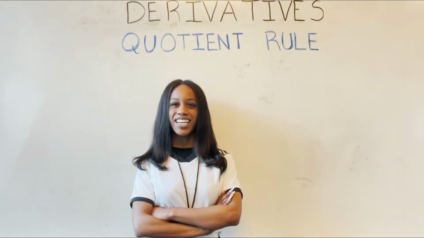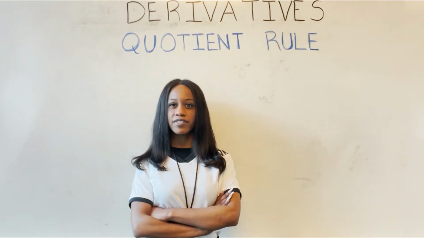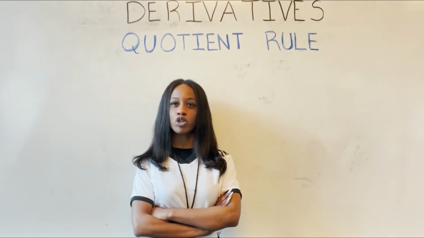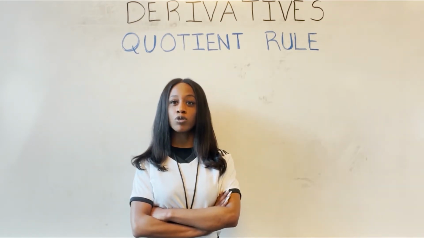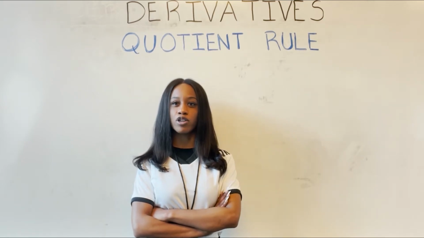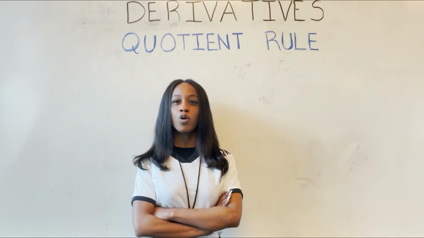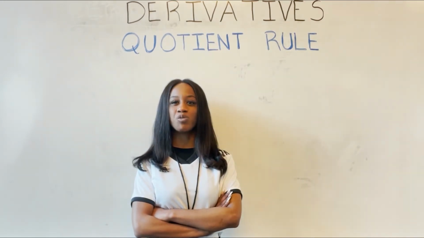I'm Coach T, and today we'll be going over derivatives. We'll specifically be looking at applications of the quotient rule. Now, the quotient rule is used when trying to find the derivative of two terms being divided. So we'll go over the formula, and then we'll go through a few examples.